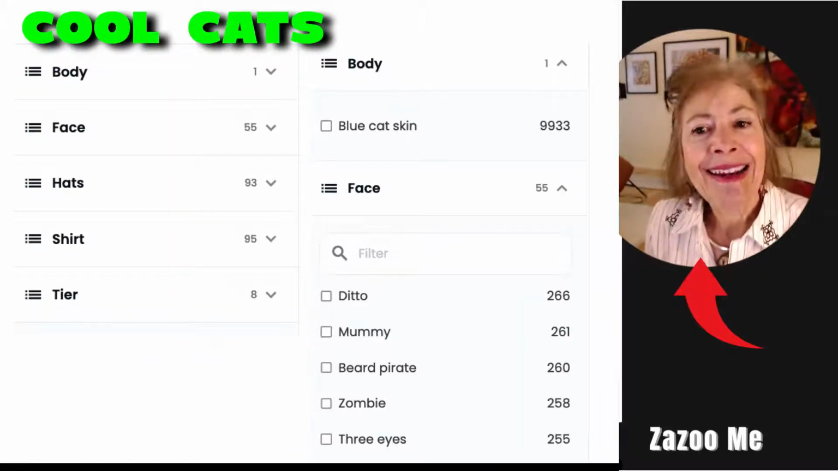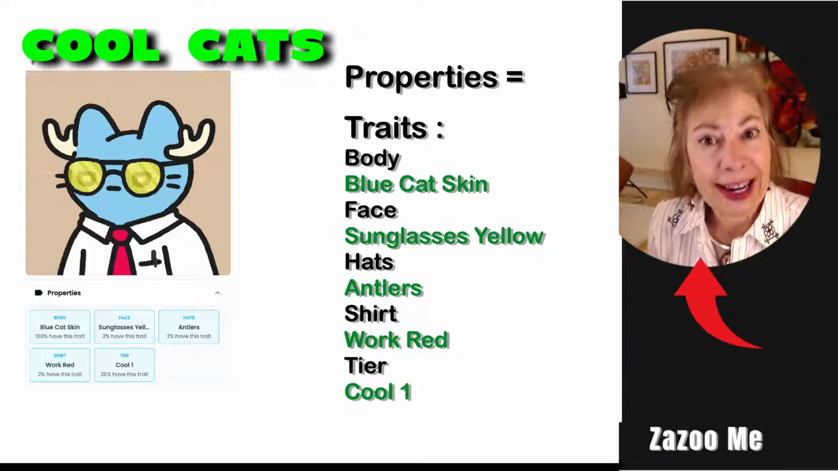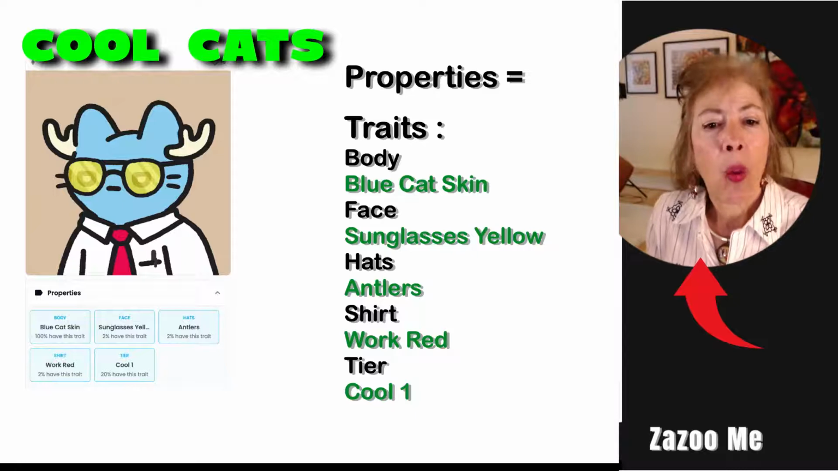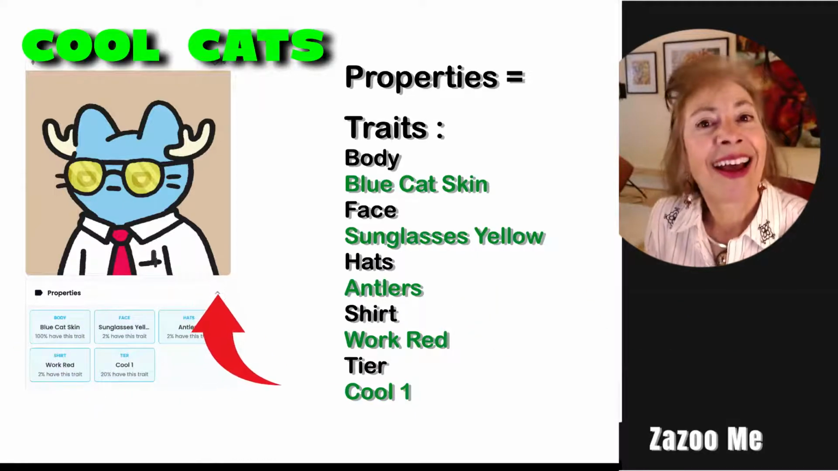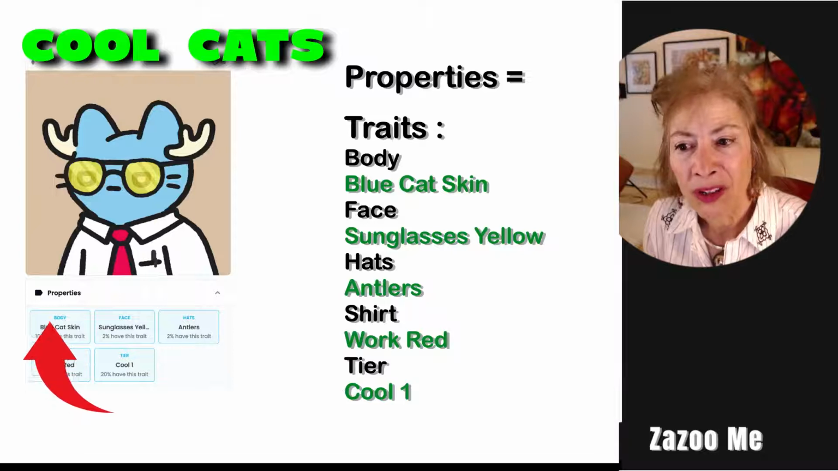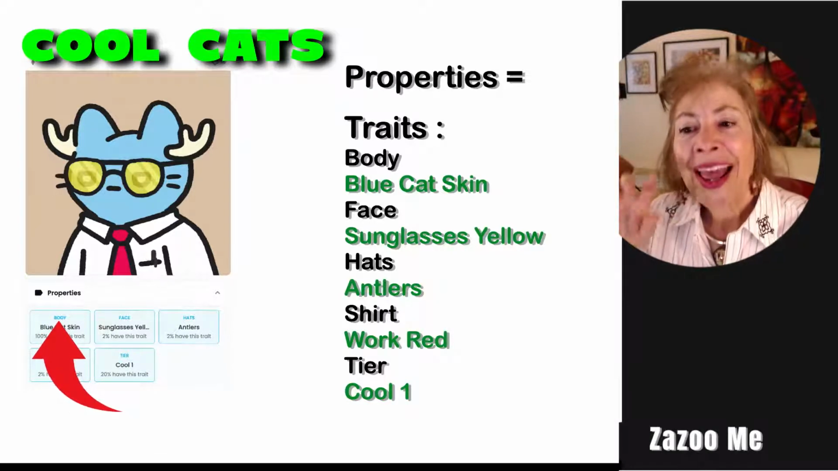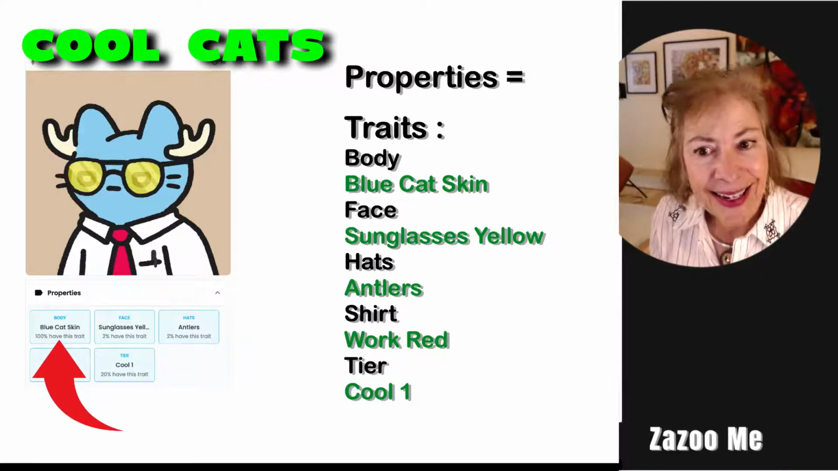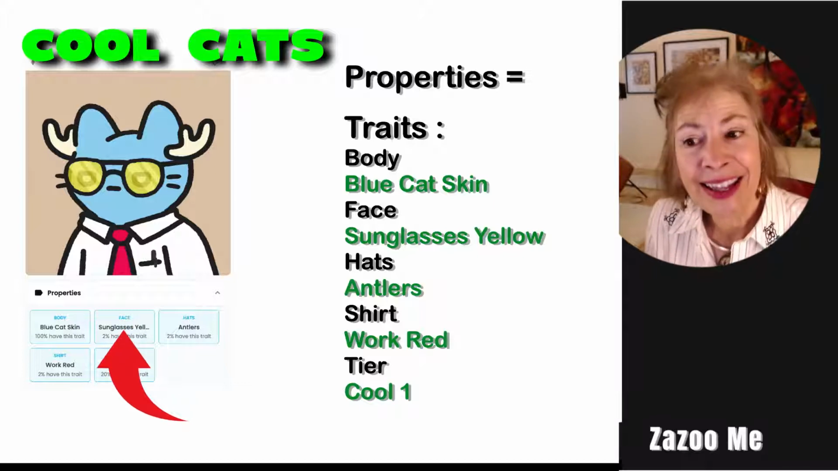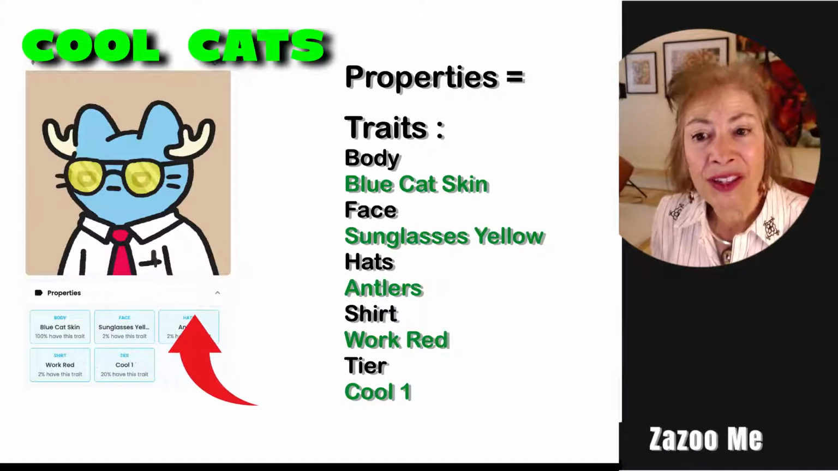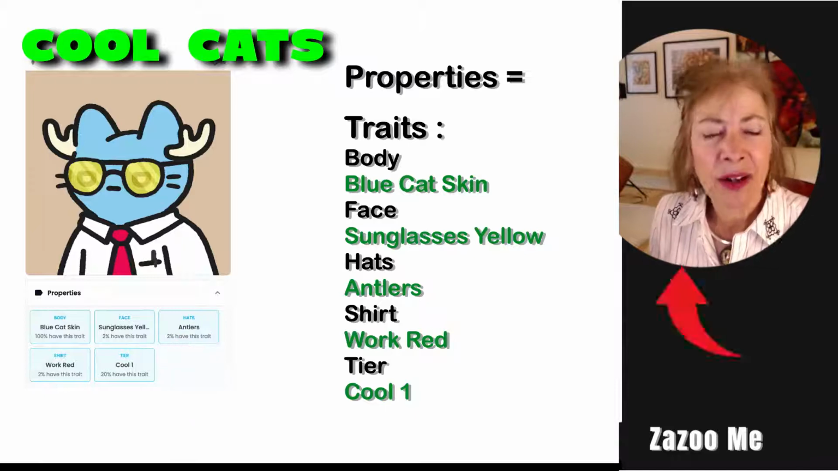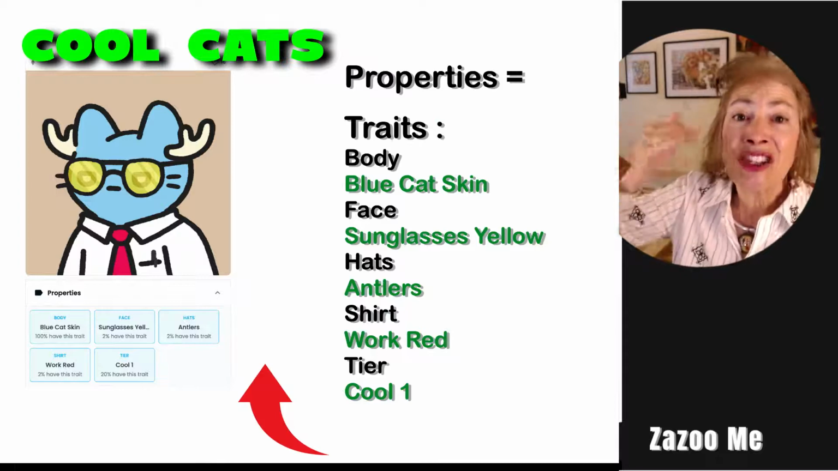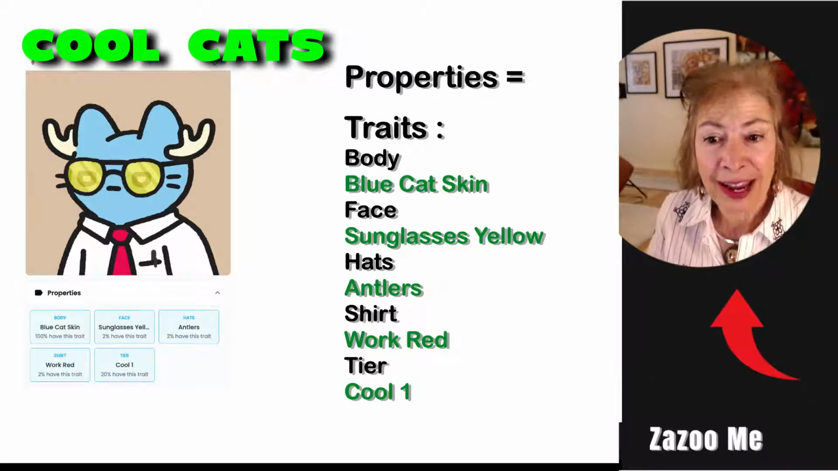Cool Cat having a number of different traits. Traits, remember, are properties. If you're on OpenSea, what are the properties? You click the arrow to find out what the properties are, and then it tells you this trait is called body. The name of it is blue cat skin. This trait is called face. The name of it is sunglasses yellow. This trait is called hat. The name of it is antlers. And this is how you determine the properties. And these are the layers.